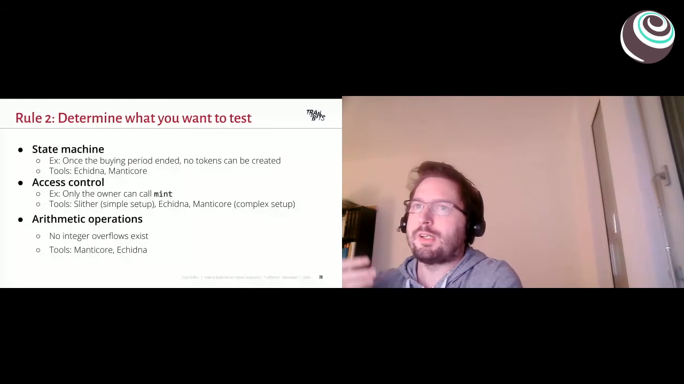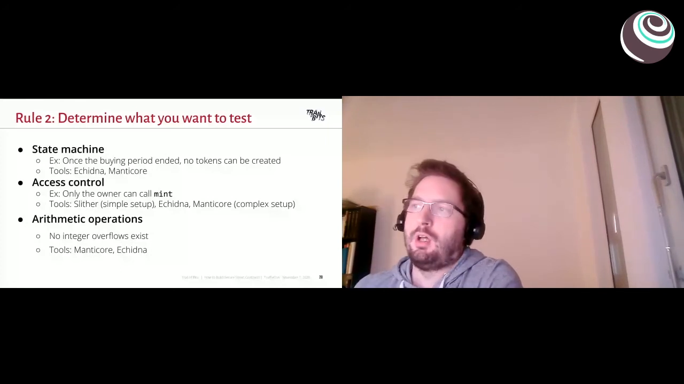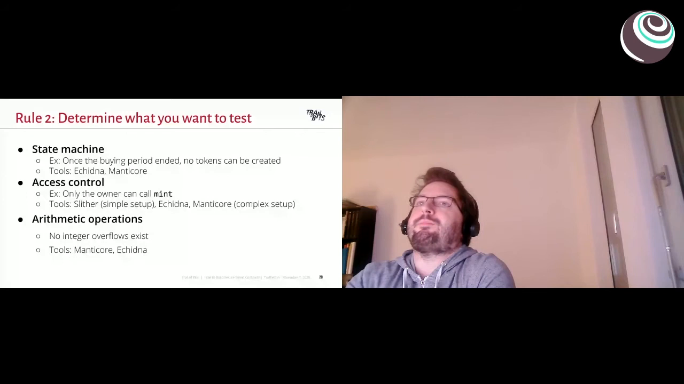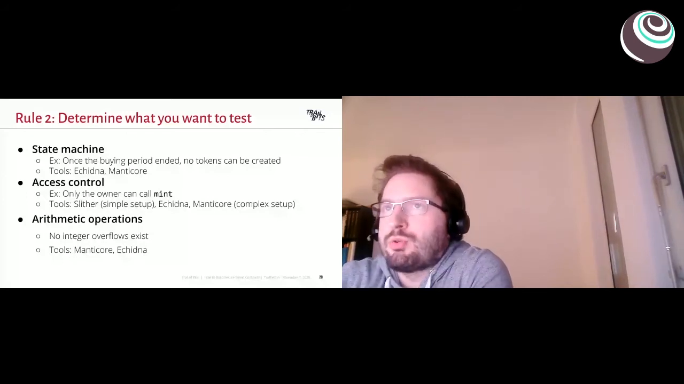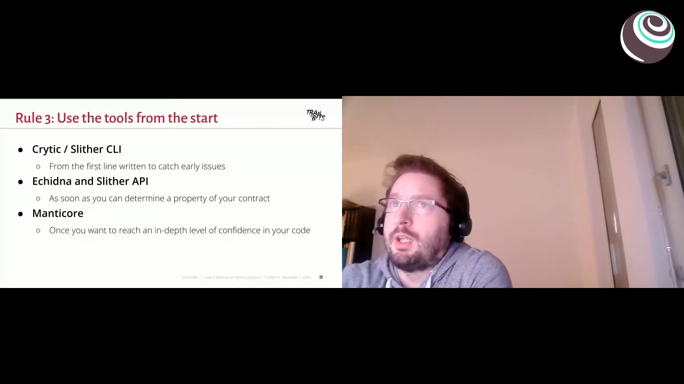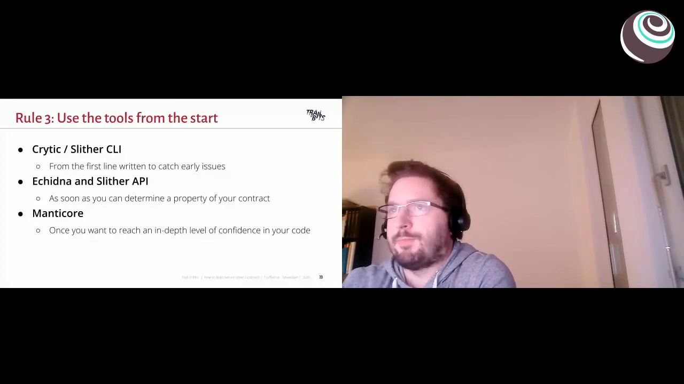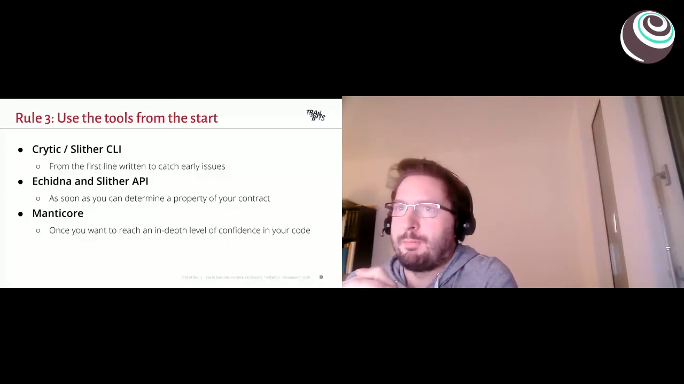So the idea is just to determine what component you want to test and to think about how you can test them and which tool is going to be the best. The last rule is that you should use these tools from the beginning. Typically, Slither or Crytic, Slither from the command line or Crytic, you can just add them to your CI from the first line you write. It's going to detect vulnerabilities without any configuration. So it's just going to give you security feedback directly.